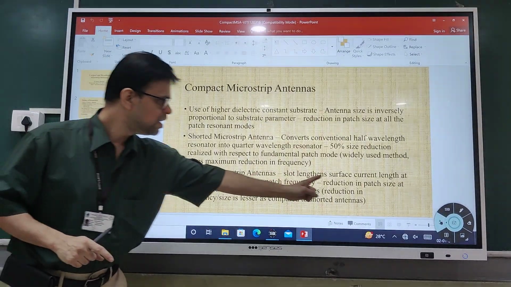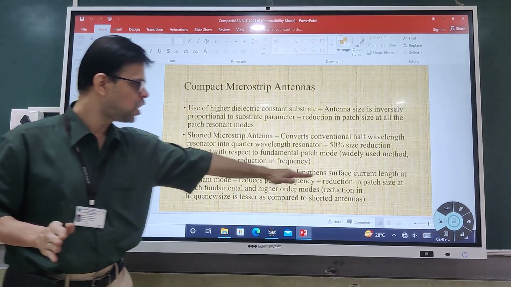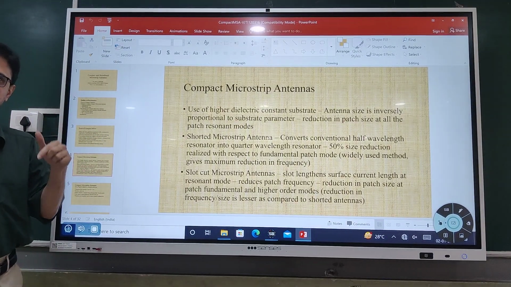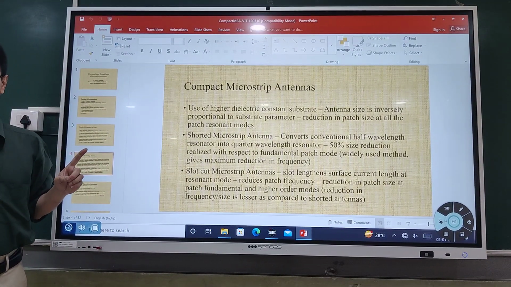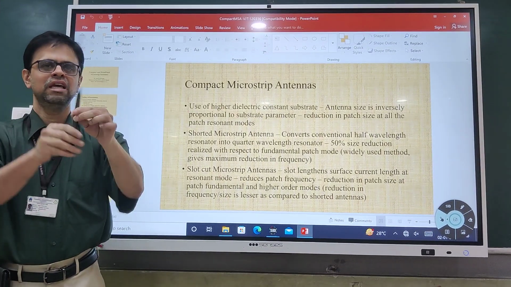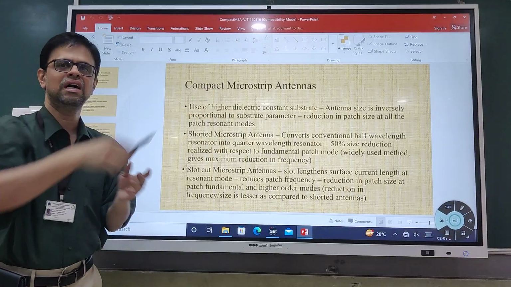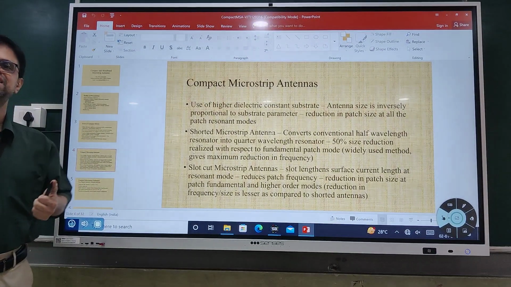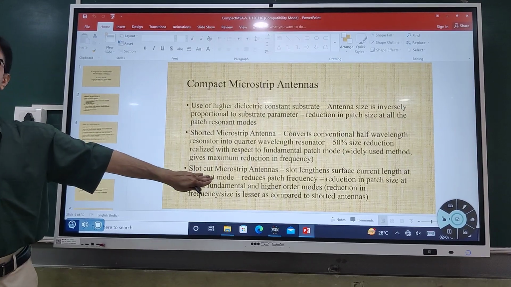Here the basic concept is that the slot basically perturbs your surface current distribution at the patch for the fundamental mode. It lengthens it basically. So if your current is going like this, and I make the current go in the other direction, definitely the frequency is going to reduce because the length has increased. The same fundamental is used over here.